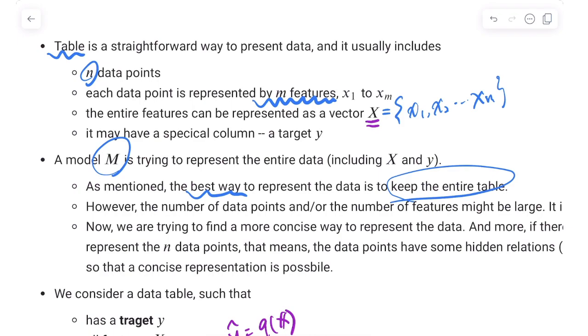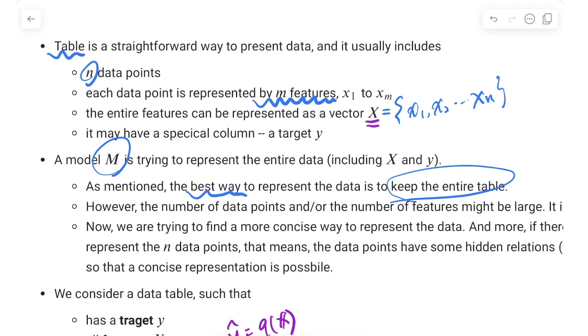As I mentioned, if you want to model an aircraft, the base model of the aircraft is the aircraft itself. It's not a toy model. But as I mentioned, the best way to represent the data is to keep the entire data table, but from a different perspective.